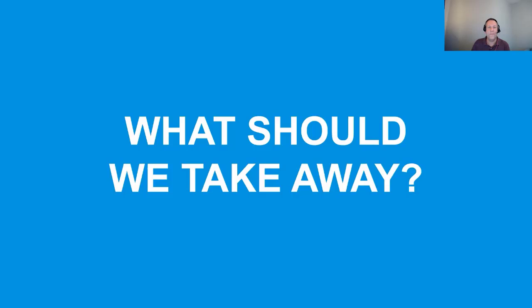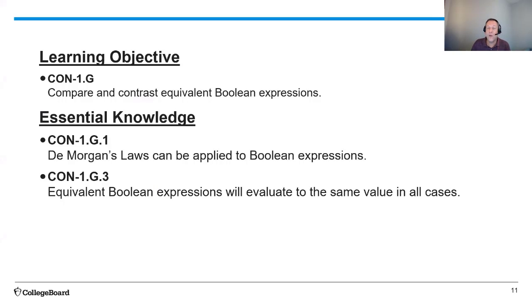So what should we take away? Well, we've been comparing and contrasting equivalent Boolean expressions, primarily using DeMorgan's Laws, and we saw that equivalent Boolean expressions will evaluate to the same value in all cases. But we didn't really look at all cases. Can we prove that this is true every single time? We can. We're going to use something called truth tables, and that's what we're going to cover in the next video.